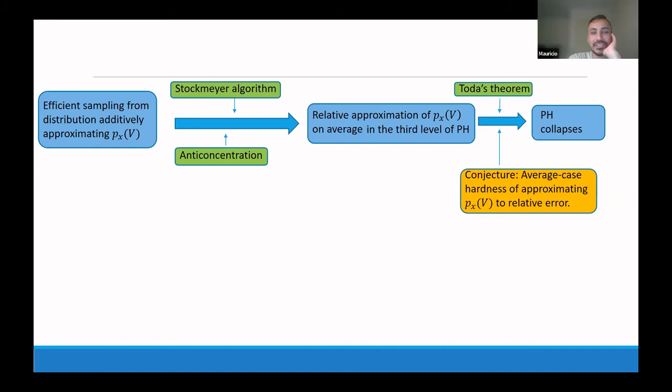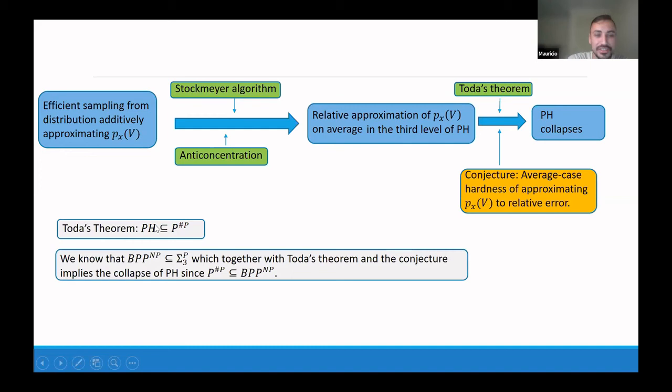Then we want to connect this to the collapse of the polynomial hierarchy. And this is also common to all sampling schemes. So one key ingredient is Toda's theorem. The idea is that the polynomial hierarchy lives inside P to the sharp P. If you recall, this is a computer with access to subroutines that count solutions of problems. And since we know that this strange machine is in the third level, which is the one we use in Stockmeyer's algorithm, then together with Toda's theorem, what we've effectively shown is that it collapses the polynomial hierarchy. Because we can, with this machine, compute things in P to the sharp P, since we use the Stockmeyer algorithm to compute the probability outputs, which I told you were hard to compute. So what you've essentially shown is that the polynomial hierarchy is inside the third level. And that's how the polynomial hierarchy collapses.